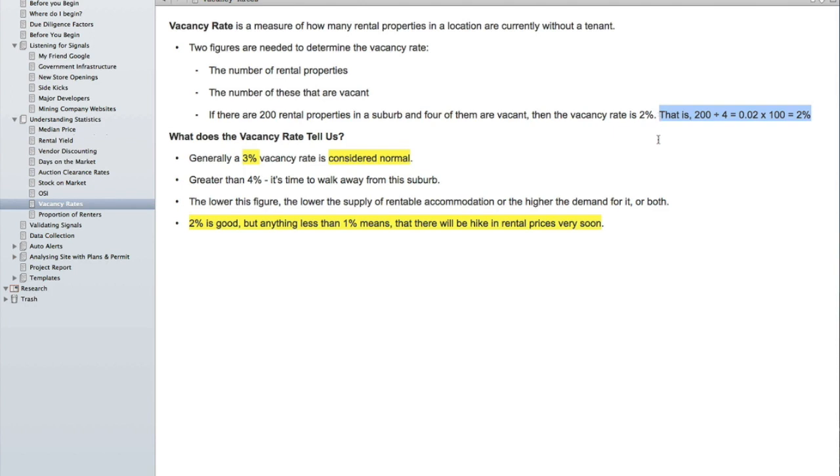But what you've got to take away from it is this: generally a 3% vacancy rate is normal, and greater than 4% means that suburb is a no-go zone. Don't go into that suburb. And the lower this figure, the lower the supply of rentable accommodation or higher demand for it, or both. So 2% is good, but anything less than 1% means that there will be a hike in rental prices very soon.